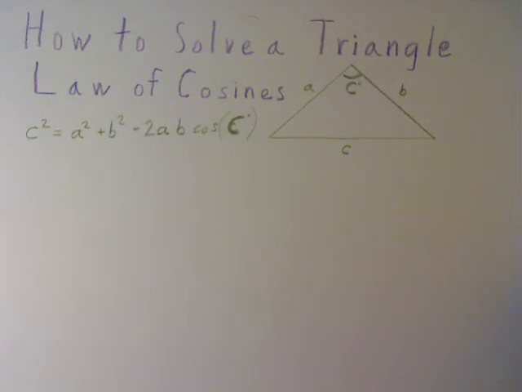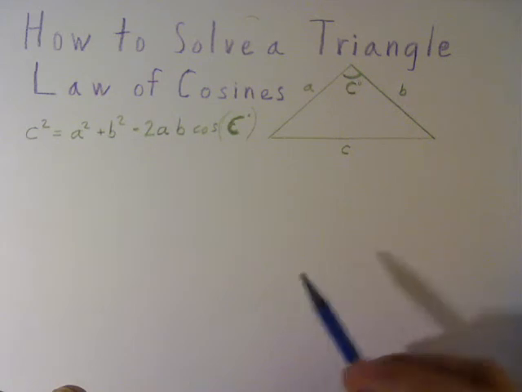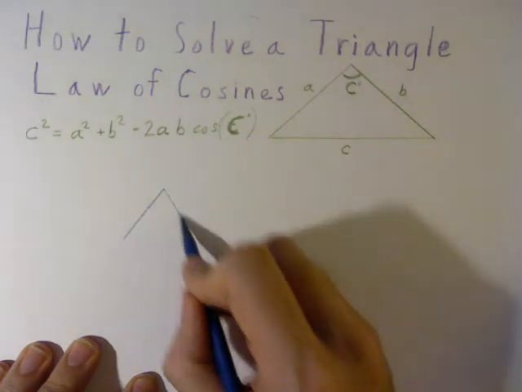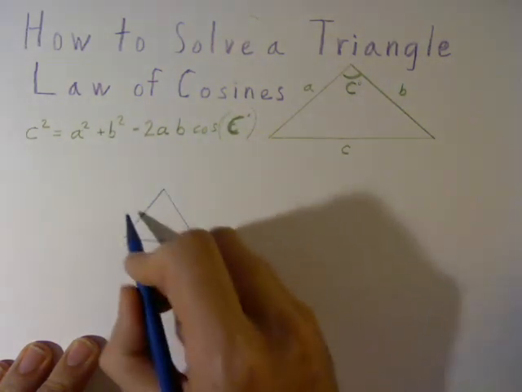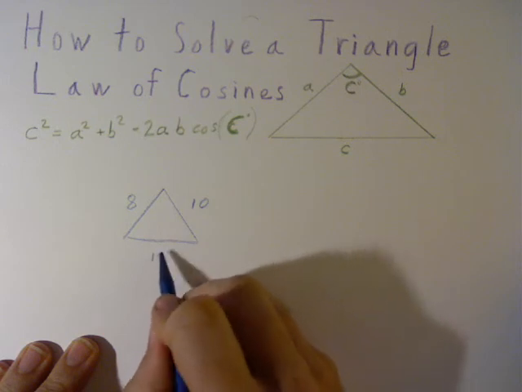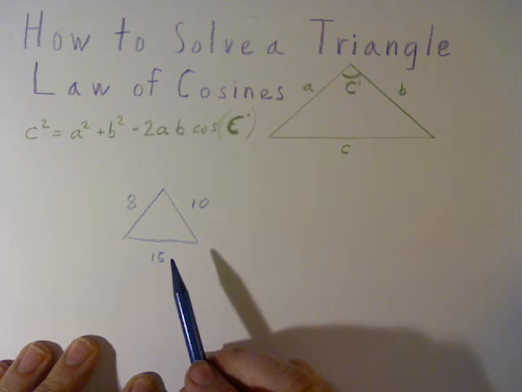In this problem, we're going to look at how to solve a triangle using the law of cosines. With the law of cosines, we can either know two sides and an angle to solve it, or we can know all three sides and solve for the angles. In this example, we're going to take a triangle with sides 8, 10, and 15, and we're going to solve for the respective angles.